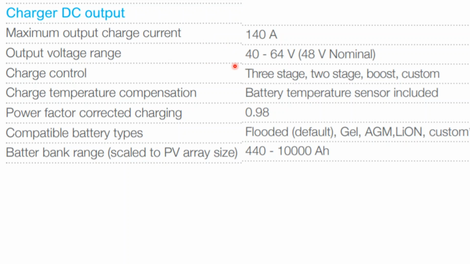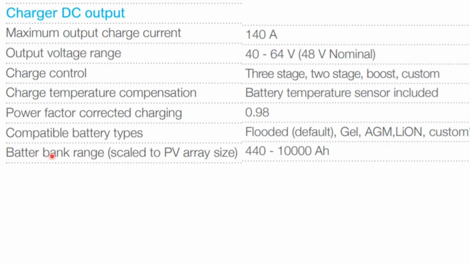So we see the charge controller being rated for a variety of charging phases. Its output range is 48 volt nominal, but we can see that it can output even higher than that. So it can charge the battery during its maintenance. It's called equalization. The battery temperature sensor is included. We'll be taking a closer look at that later.